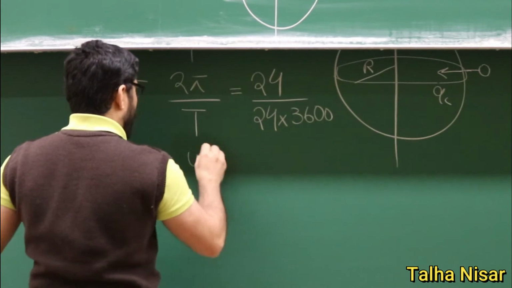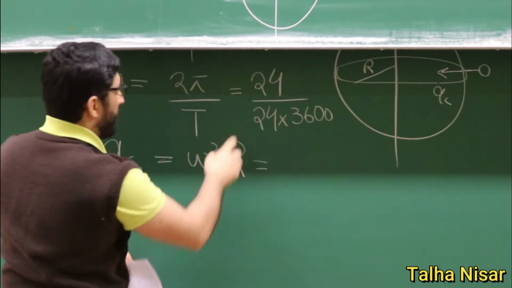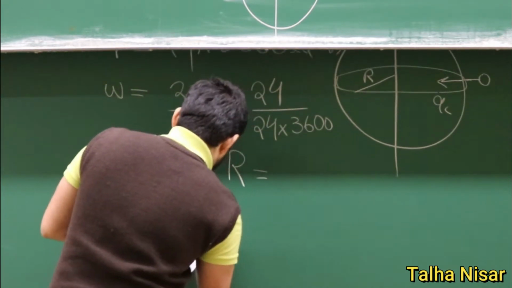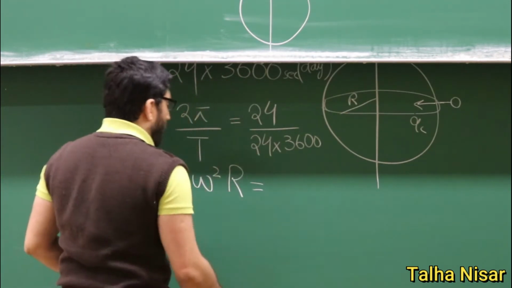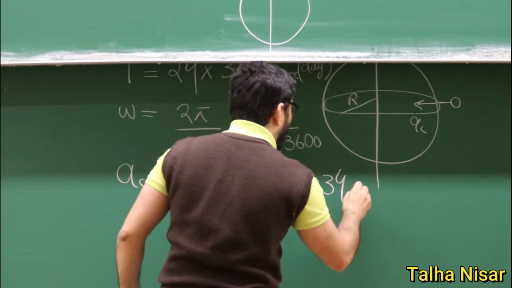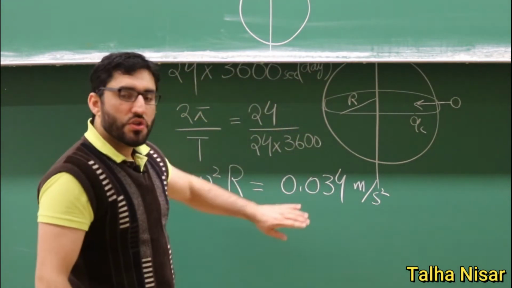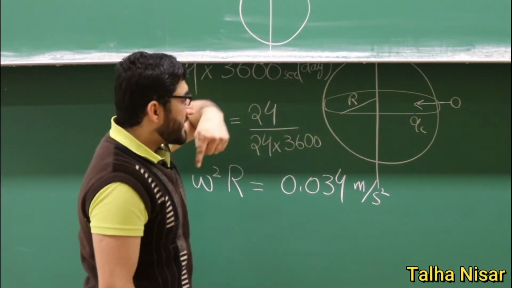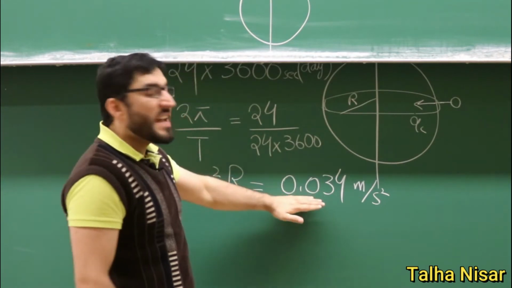So this is omega squared, where omega is the angular speed, times the radius. If we calculate the angular speed here, and we have the radius of the Earth, which is also known, if we put the values here, we will get 0.034 meters per second squared. So we can see the acceleration due to the spinning of the Earth is very, very small.